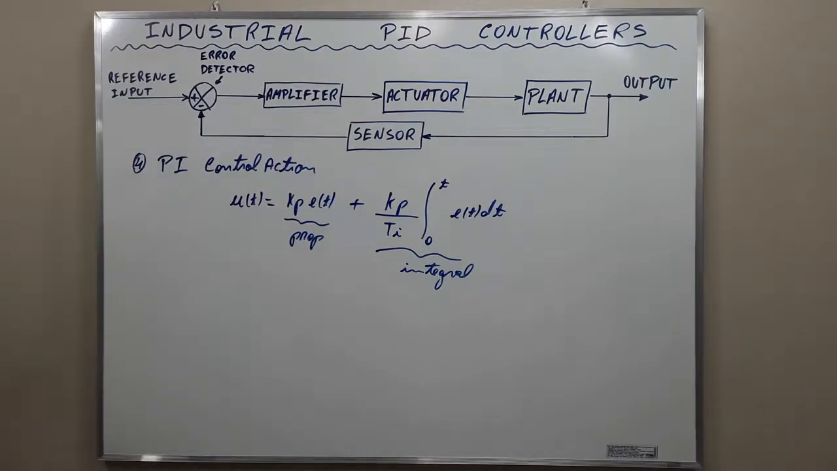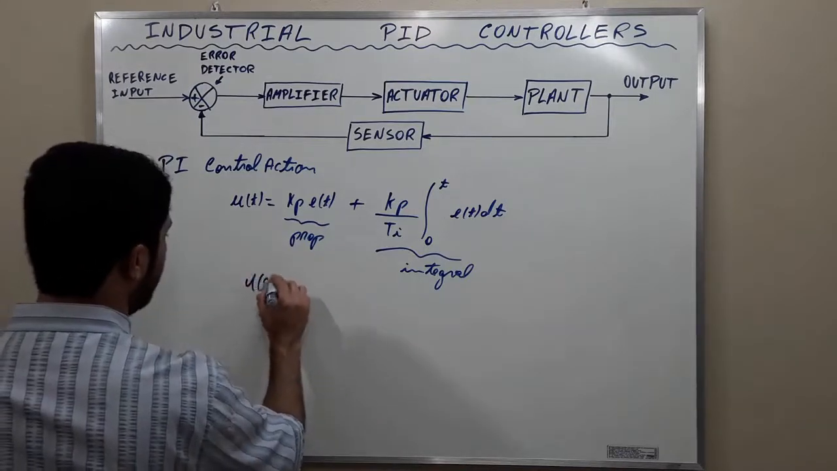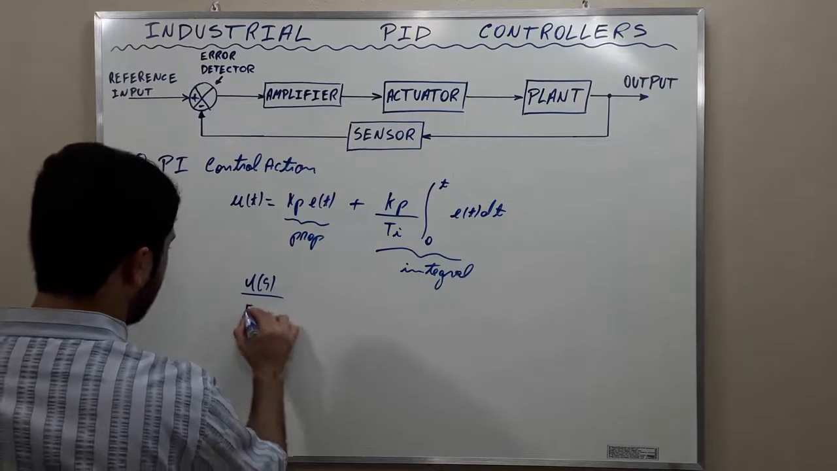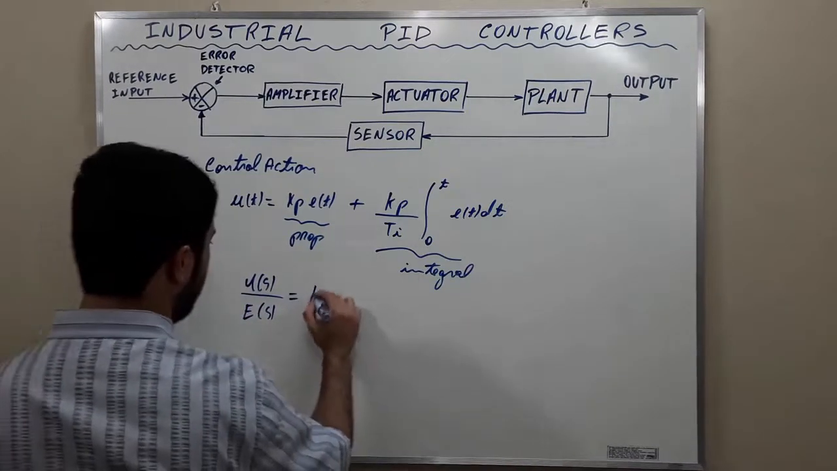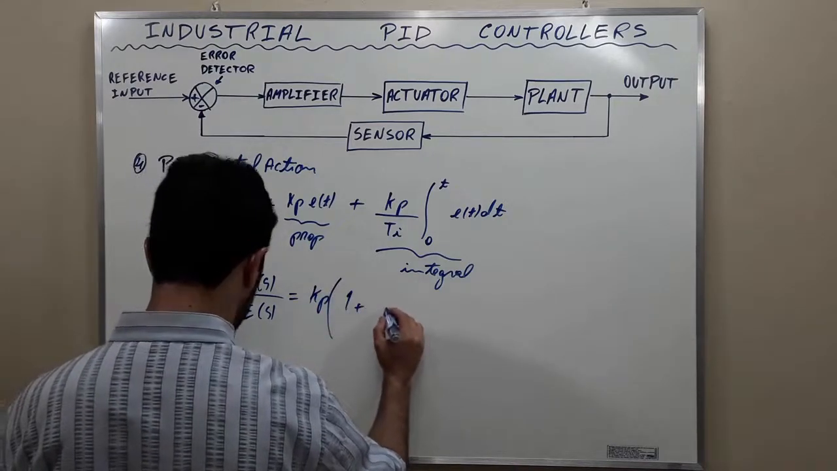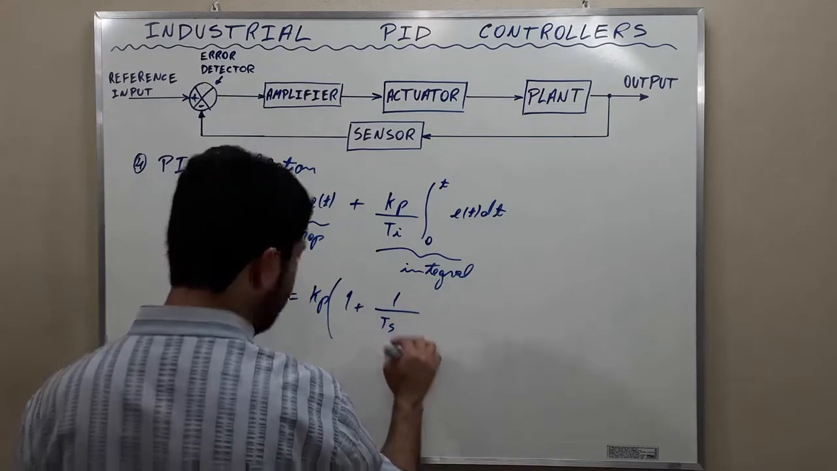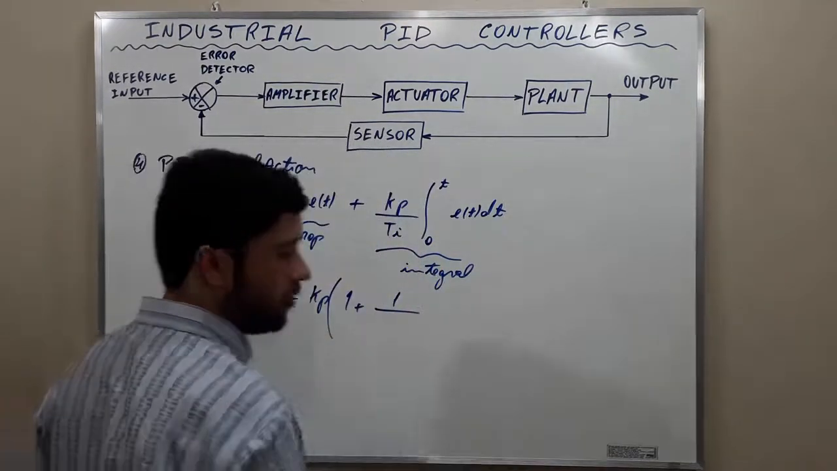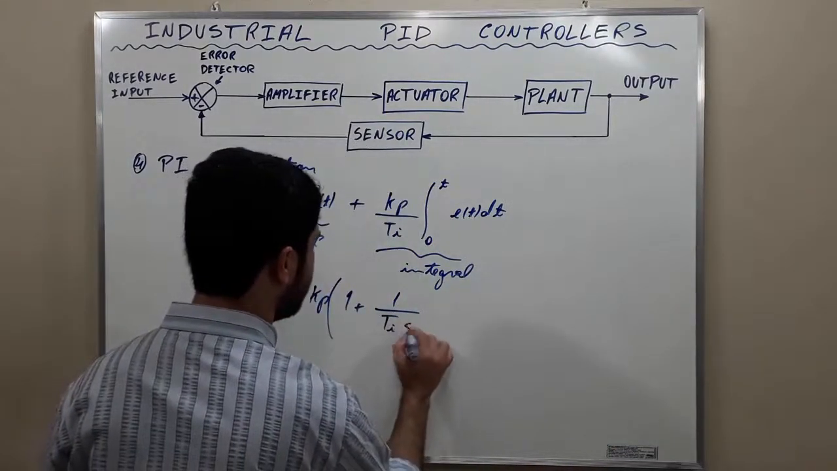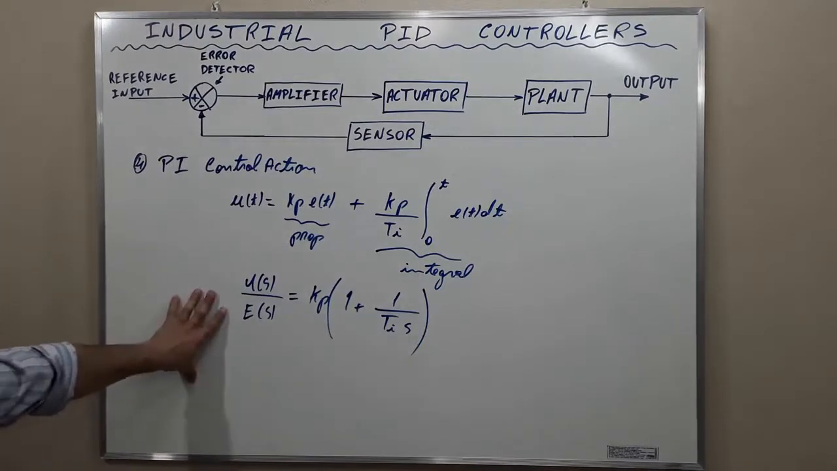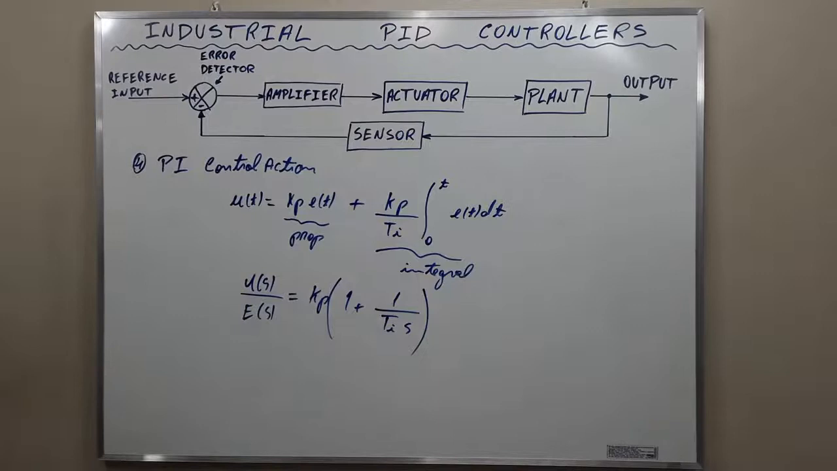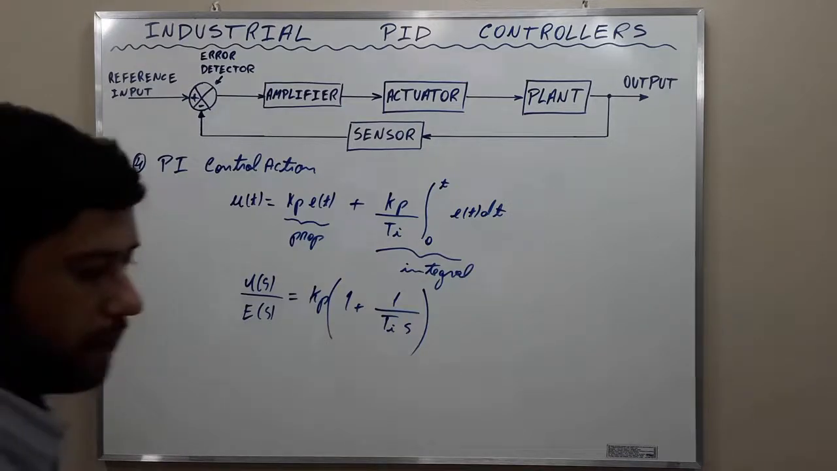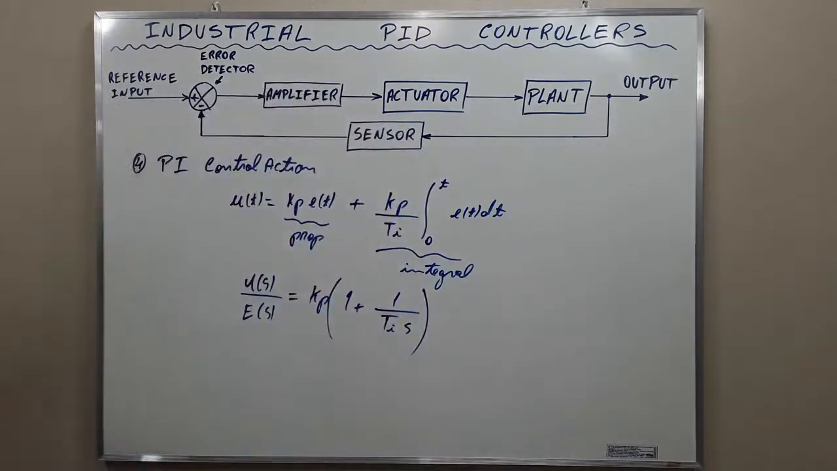And in the frequency domain, it becomes U of s over E of s equal to Kp times 1 plus 1 over Ti times s. Okay? This is the transfer function for the PI control action. Where Ti, this term here, is called the integral time. Okay, now let's consider the derivative action.